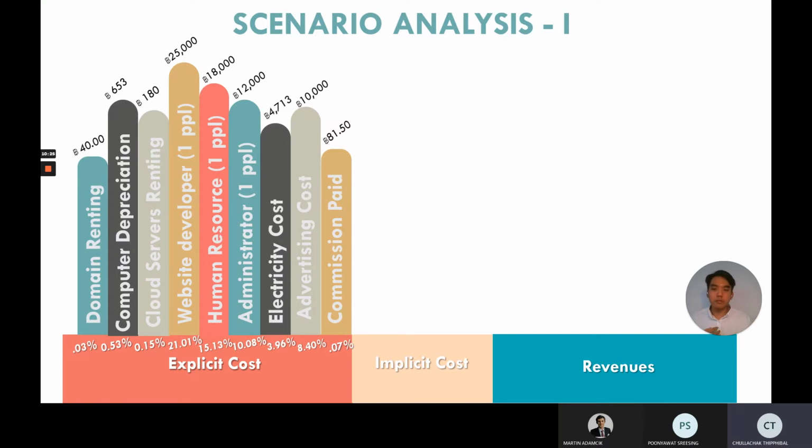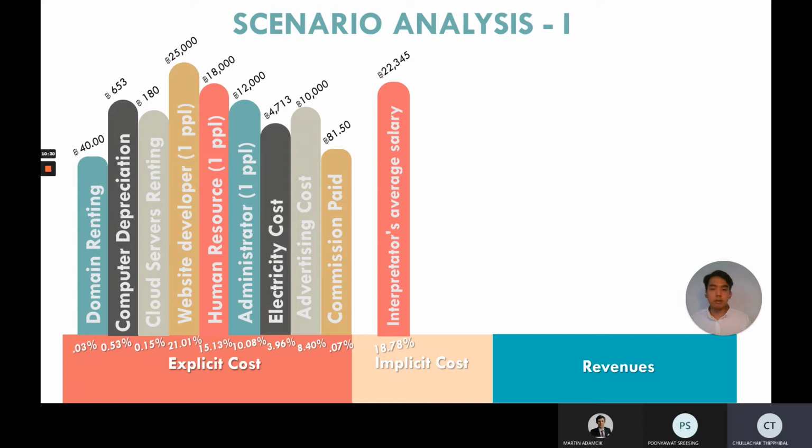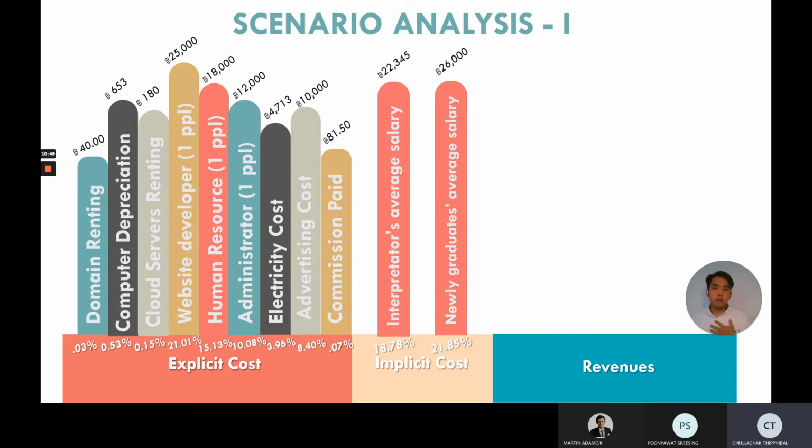So let's proceed to the implicit cost. As I'm an economics student, I have to include the opportunity cost here as well. The first one is the interpreter's average salary cost. As the freelancers come to work with me, they have to abandon their other place of work, and that cost is 22,345 baht. So I included that, and also my own cost of doing business instead of working a 9 to 5 job, like a daily job. I have to include that as well.